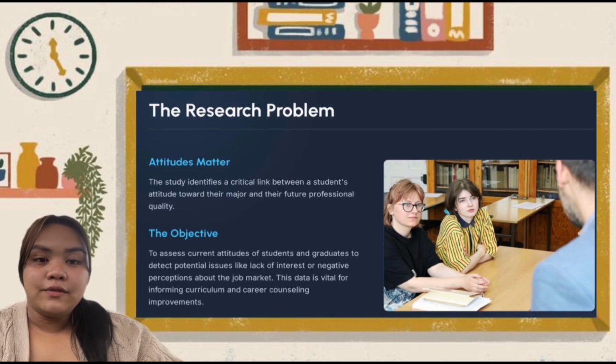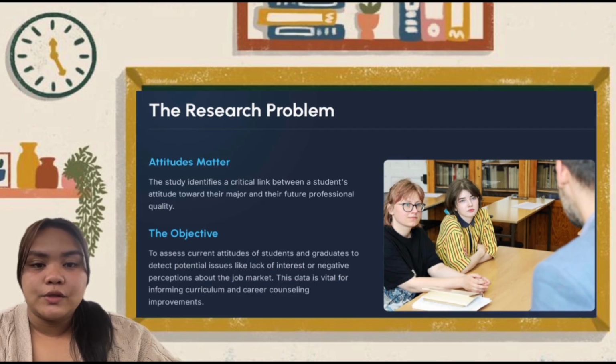The central motivation for this study is that attitudes matter. Research has identified a critical link between a student's attitude towards their major and the quality of their future professional work. The main objective was to assess the current attitudes of students and graduates. This assessment helps to detect potential issues like a lack of interest or negative perceptions about the job market. Ultimately, this gathered data is vital for informing curriculum and career counseling improvements.